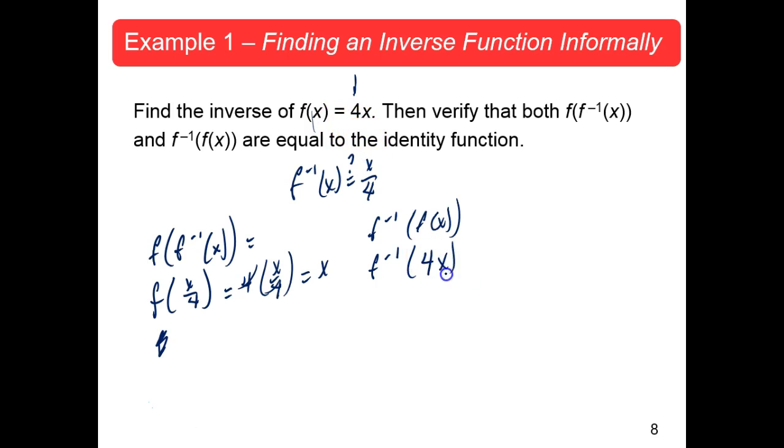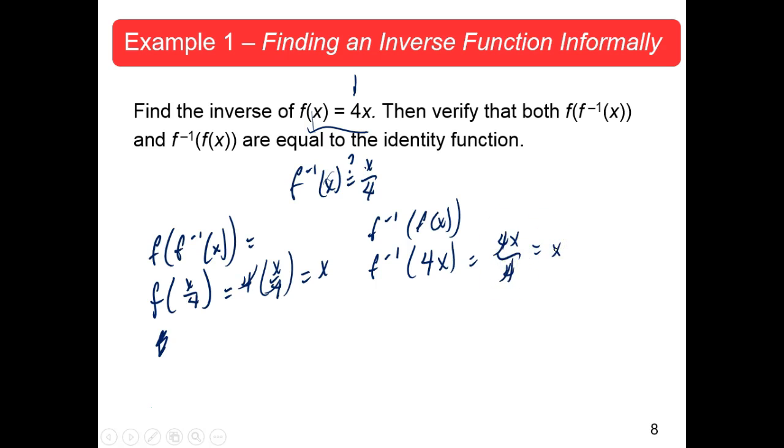4x. Okay, perfect. Right there. F of x is 4x. Okay? Now, what does the inverse function tell you to do? It's take whatever's inside here and divide it by 4. What's inside there is 4x, and divide it by 4, and ding, ding, ding, you got an x.